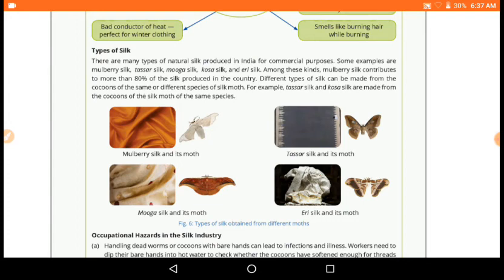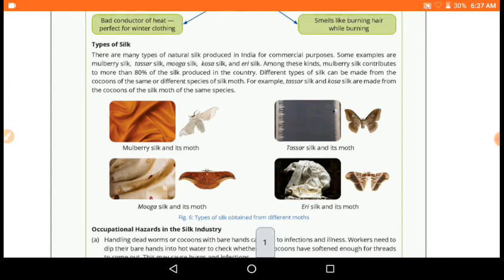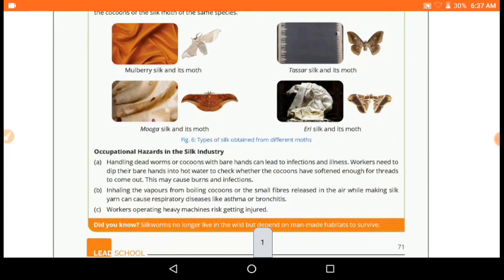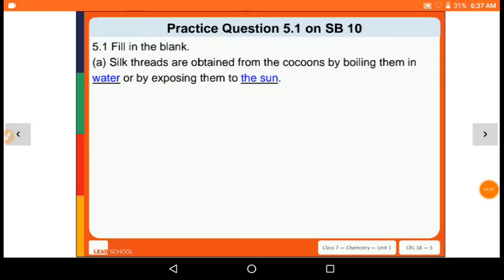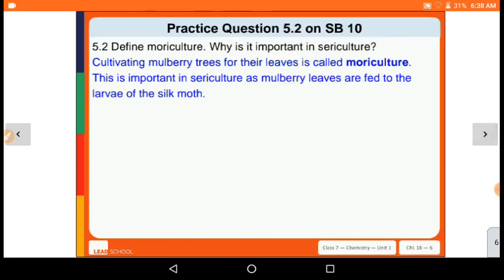Read your concept time number 5 with types of silk and occupational hazards of the silk industry. Practice question 5.1, fill in the blanks. A. Silk threads are obtained from the cocoons by boiling them in water or by exposing them to the sun. So that's the answer.